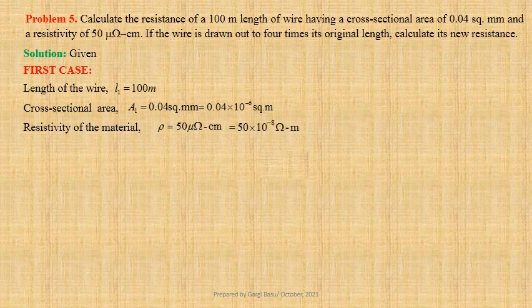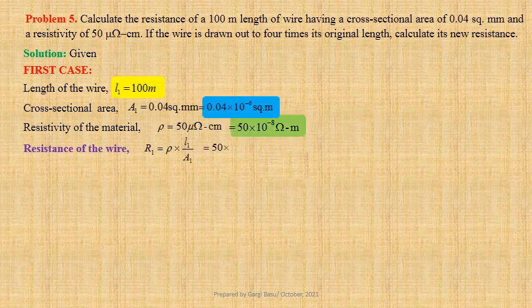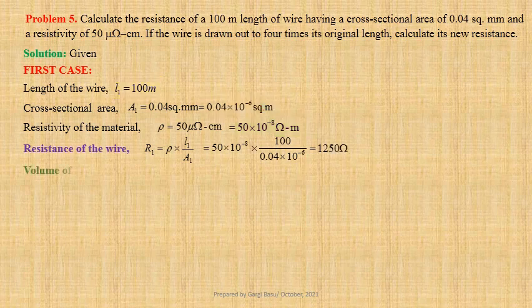Expression for resistance of the wire R1 equals rho into L1 by A1. Using values we get 50 into 10 to the power minus 8 into 100 divided by 0.04 into 10 to the power minus 6. That gives us 1250 ohm. Volume of the wire, vol1 equals A1 into L1.